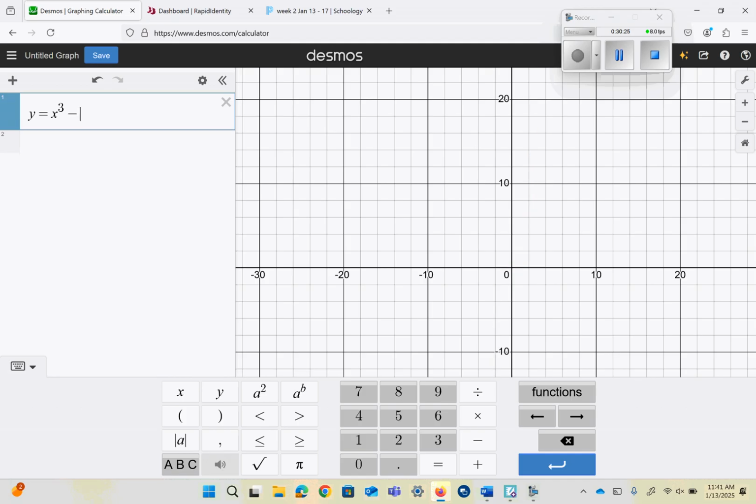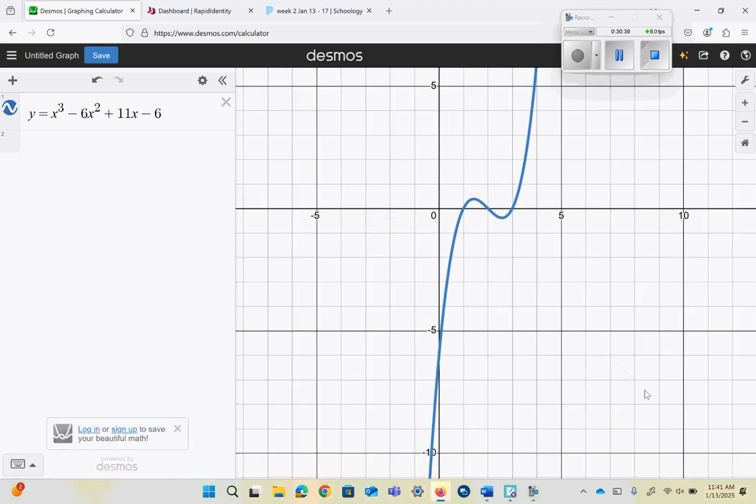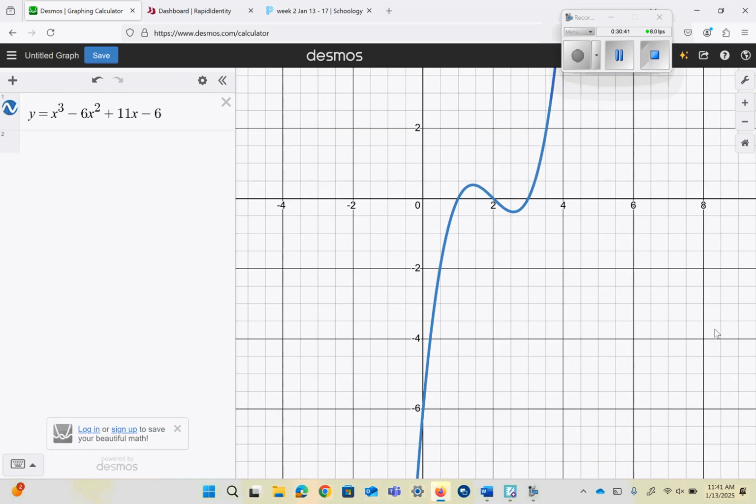So minus 6x squared, this is the next one, plus 11x minus 6. So just tap on. So x minus 1, x minus 2, x minus 3 is number 18 factored out.